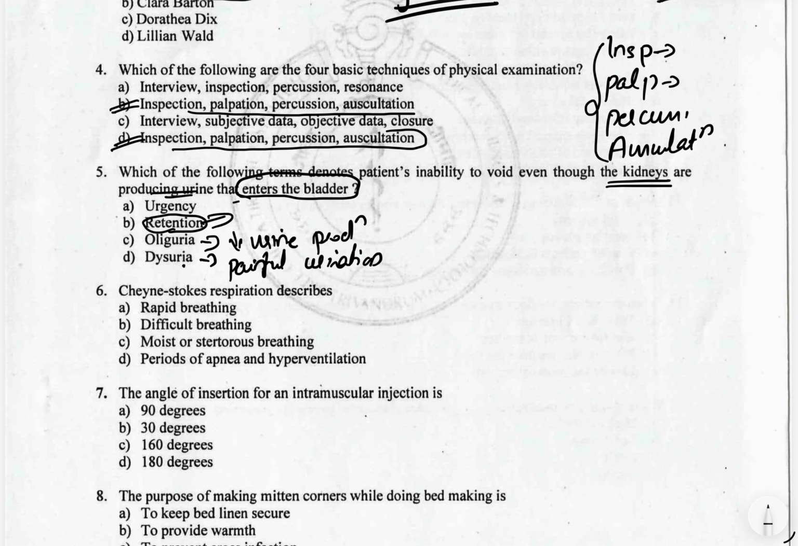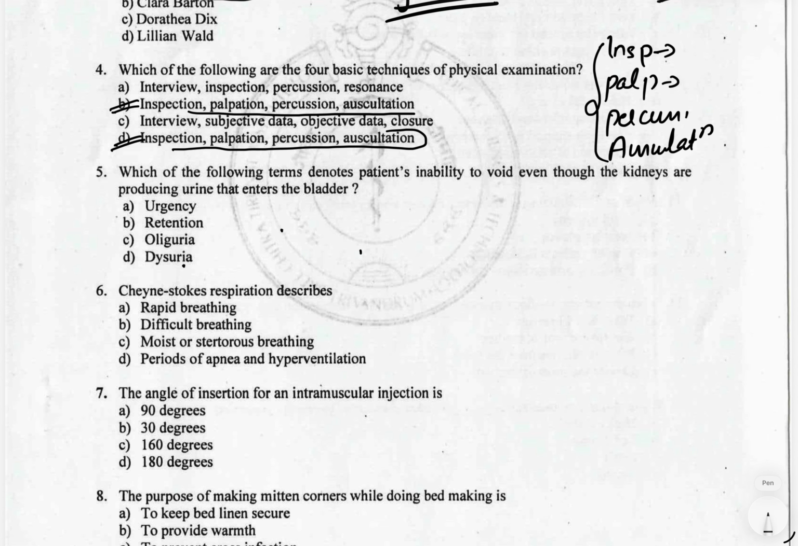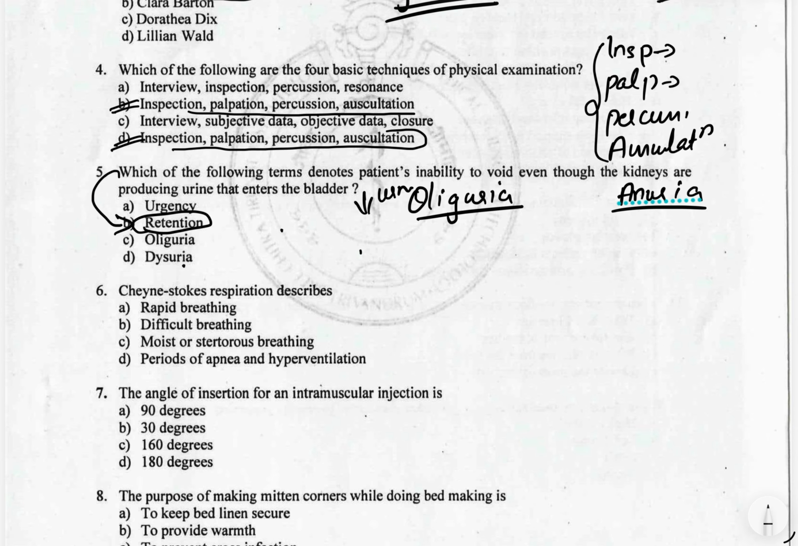So, what are oliguria, dysuria, and anuria? Okay, one of the favorite questions of nursing government examinations. Oliguria and anuria. I said oliguria means reduced urine production. Oh, I already said this question's answer is urinary retention. I'm going to explain oliguria and anuria because they were in the options. Reduced urine production is called oliguria and no urine production is called anuria.